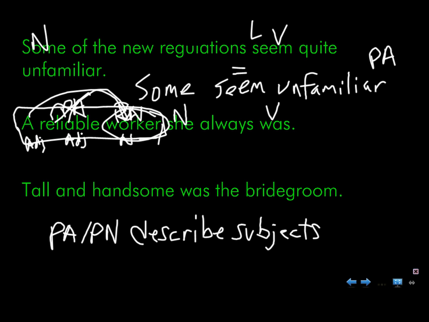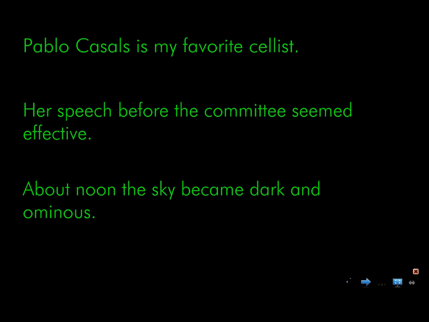Before we get to tall and handsome was the bridegroom, let's go back to something a little bit simpler. Pablo Casals is my favorite cellist. Chad, noun-verb pair. Correct. Notice that Chad said Pablo Casals because both words are one unit. Compound noun, proper name. What's my predicate structure? Nominative or adjective, Chad, and what is it? Nominative is correct. Which word? Nope. Favorite would be adjective. My would also be an adjective. Cellist, there you go.